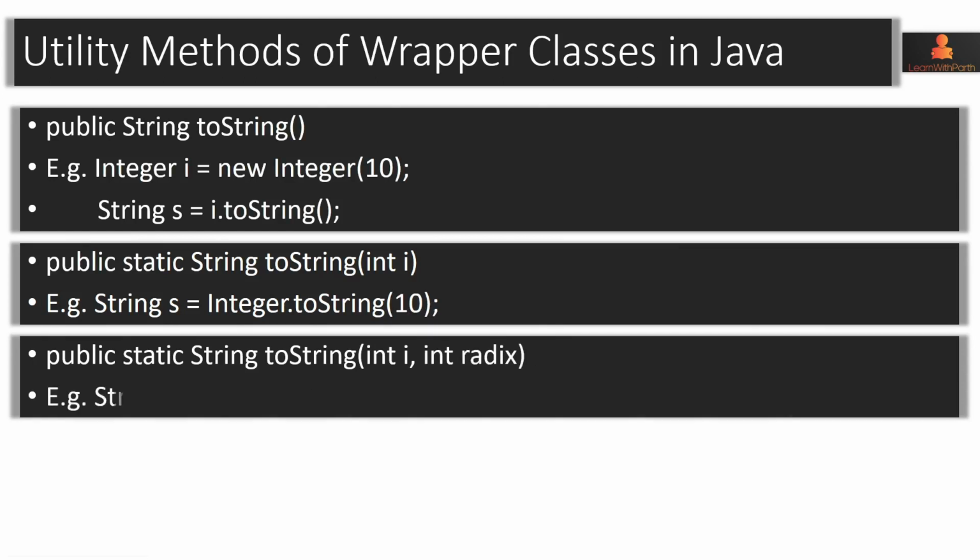Another example is where you can specify the radix. Suppose you want to convert an integer value into binary, then you can specify the radix and store it into a string. And later on, you can convert the string into a character array, so that you can have that binary in a character array. That is what we can do. Sometimes we require to process binary data. At that time, this method would be very useful to us.